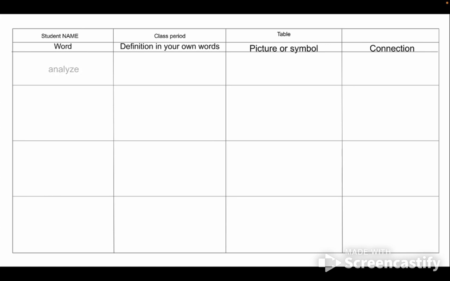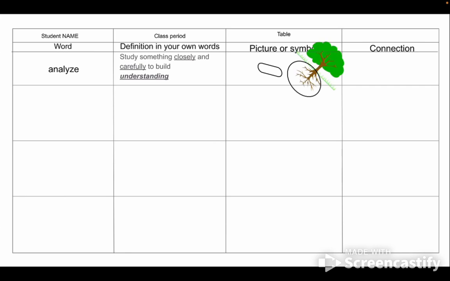So let me give you an example. The word is analyze. The definition is to study something closely and carefully to build understanding. So for me, I drew a picture of a tree where I was really magnifying and looking closely at the roots, because you have to look at the whole thing, and sometimes you're going to have to dig for it and work for it. And so that's the picture that best worked for me. If you don't like that definition or you don't like that picture, draw or write whatever makes sense to you, because if it makes sense to you, you're more likely to remember it.